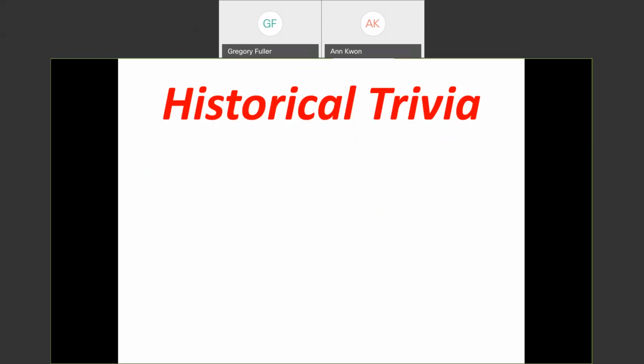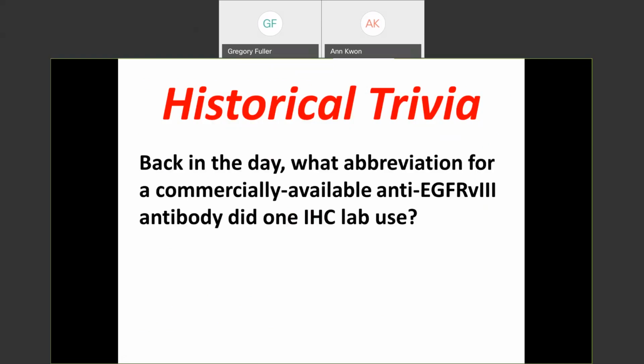That segues beautifully into a little piece of historical trivia. Back in the day, what abbreviation for a commercially available anti-EGFR vIII antibody did one immunohistochemistry laboratory use? They used an abbreviation because shortening the name by a few characters let them fit all the information on the label of the slides. You have to get the patient's name, the medical record number, the surgical accession number, usually the hospital and the name of the antibody, and they found an ingenious way, perhaps, to shorten the name. What do you think it was? This is thinking outside the box. How would you shorten it?